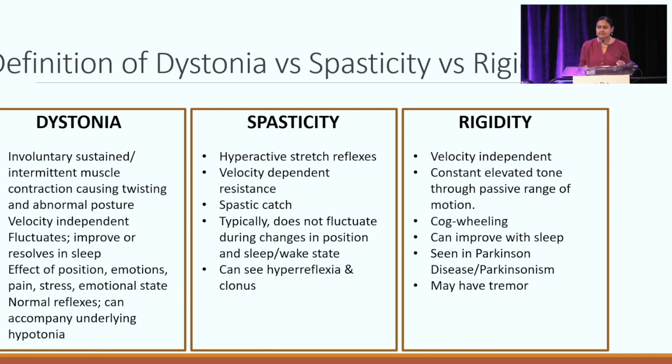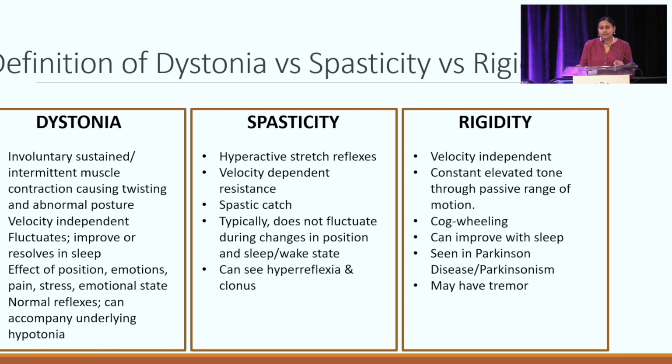And it is dependent on velocity, which is different than dystonia. And what we do know that's important is spasticity doesn't fluctuate like dystonia. So that's an important pearl to know between the difference when you're thinking about spasticity and dystonia. And it's usually the same in the sleep-wake state.